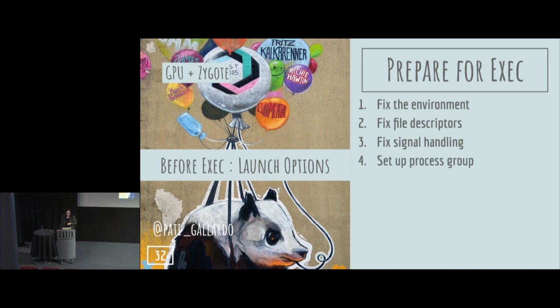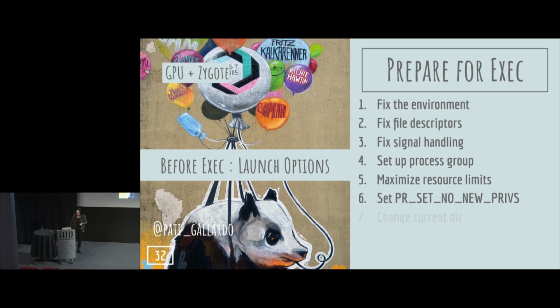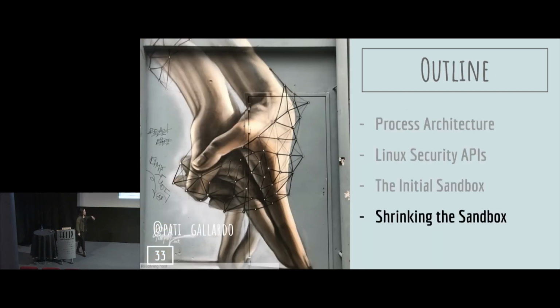You can set up process groups, maximize resource limits. Then you have this PR set no new privs, and we're going to get back to that later because that's kind of important. Then you might change your current directory and then select the executable path. So lots of stuff, and then the command line. So basically, lots of things that you can do after you created the process, but before you do the exec.